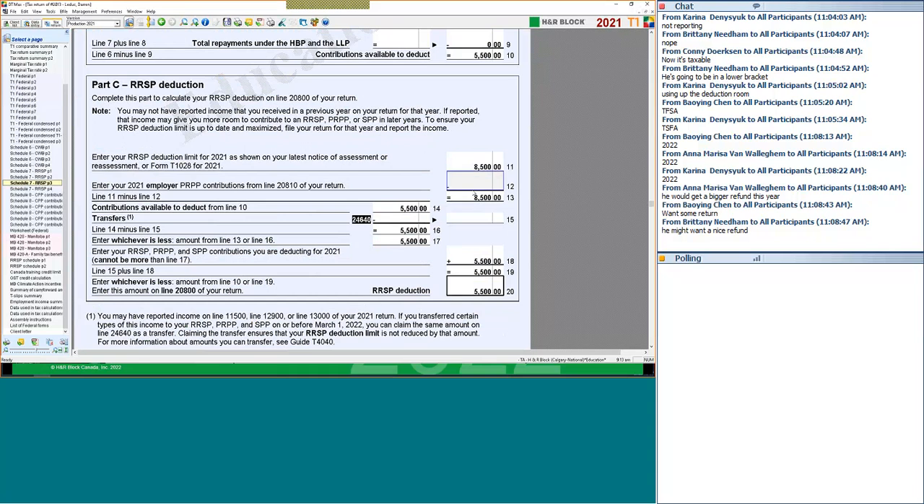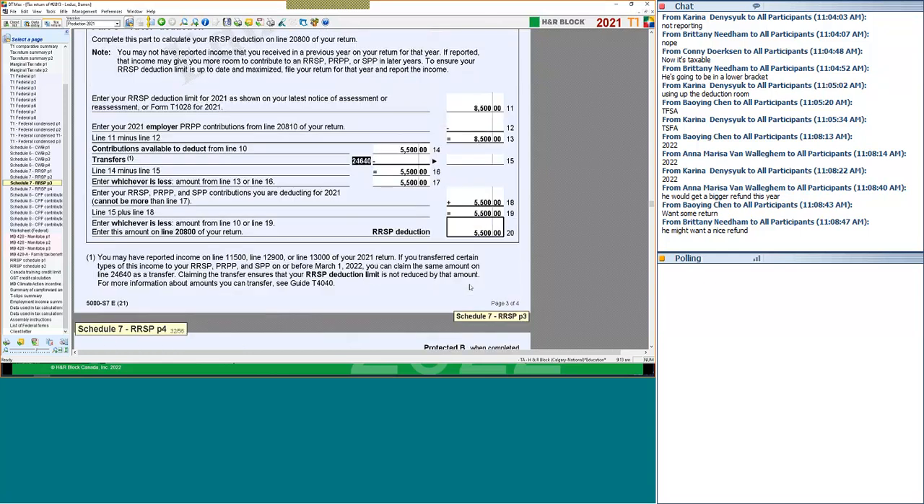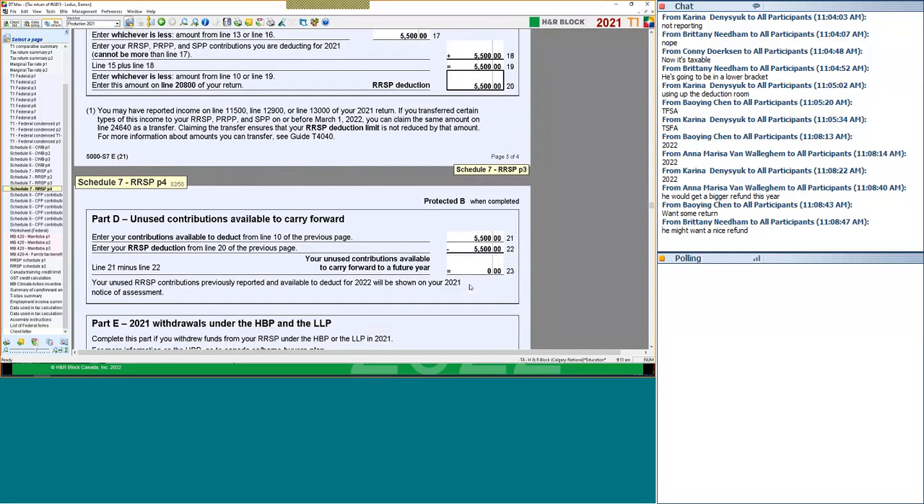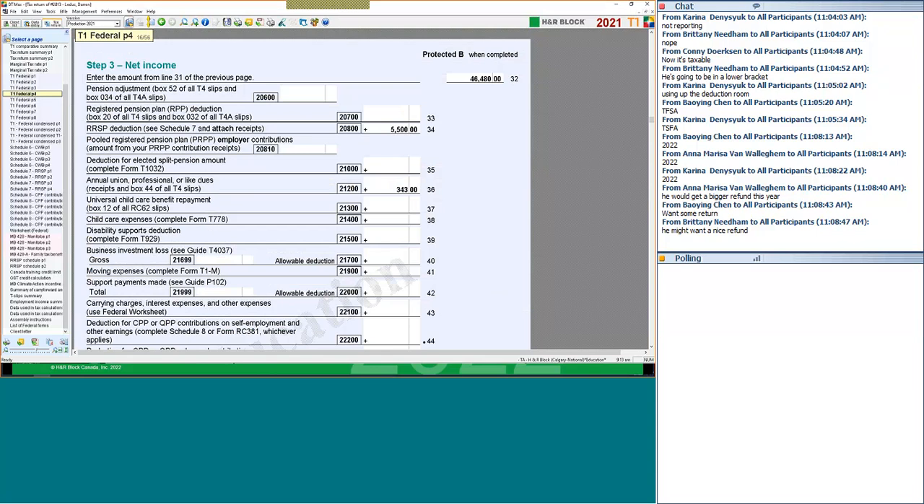His room is $8,500. His contributions were less than that, so he can claim all of it. And if he wants to claim all of it, we're going to say, that's what I want to claim. So on line 18, I'm going to decide how much I'm going to claim. I'm going to say $5,500 there, and there will be no carry forward because we're using it all this year. So that's what his Schedule 7 will look like if we choose to do the deduction, and that $5,500 deduction, just a reminder, was up in the net income section.